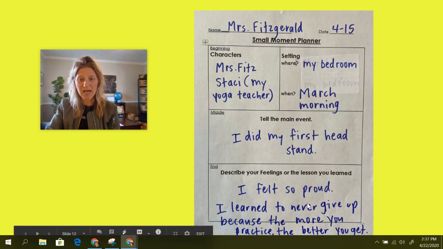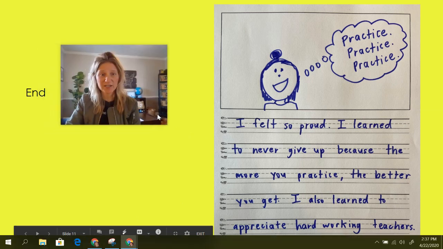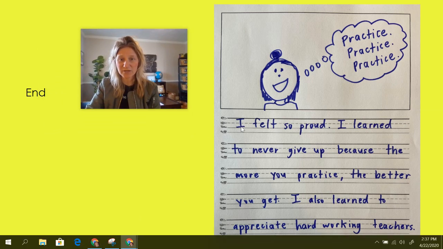I felt proud. I learned to never give up because the more you practice, the better you get. So now I'm going to go to my last sheet and I'm going to write those words. This is the end of my story. I felt so proud, period. Capital letter, I learned to never give up because the more you practice, the better you get.